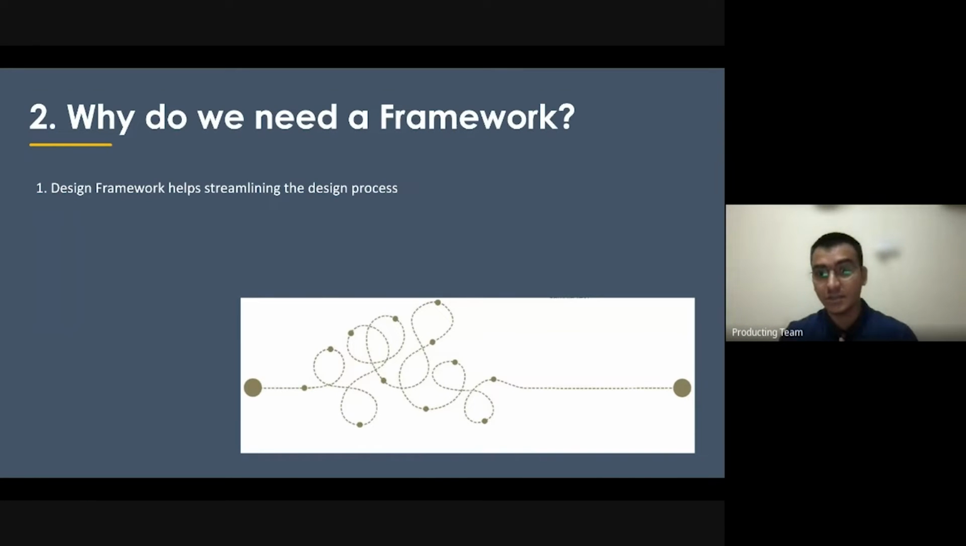As far as users are concerned, we are solving their problem as well. The design framework, as I said in the last slide, will give you tools and techniques to solve the problem. When you are solving a problem, that means you're becoming user-centric, right? So when you use a design framework, you're streamlining the design process. As a result of that, you are making your business happy as well as your user happy. This is one of the most important reasons why we should adopt a framework.